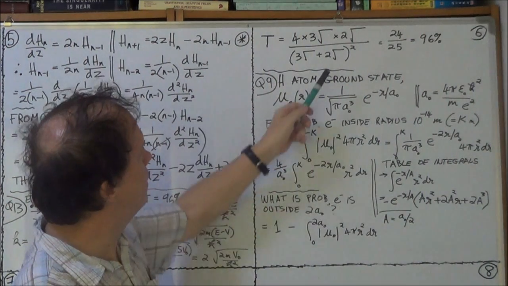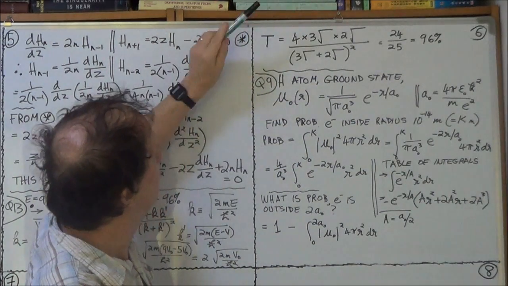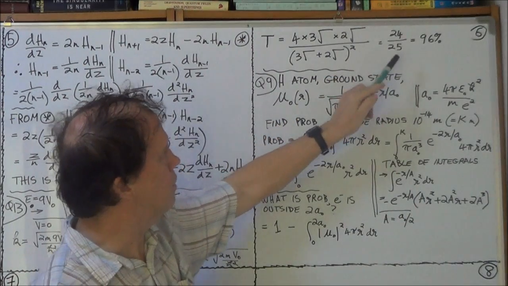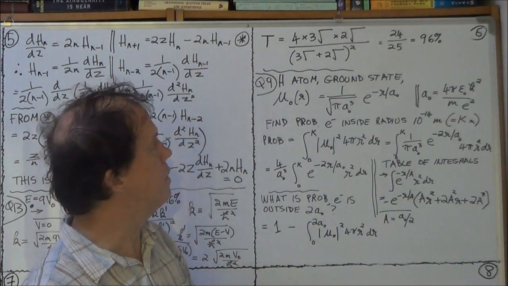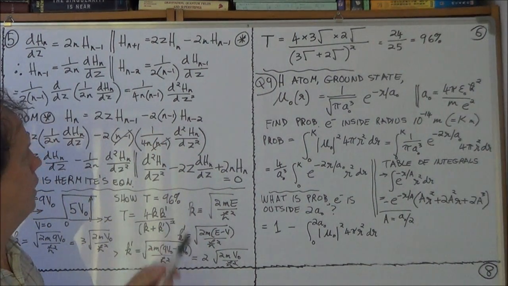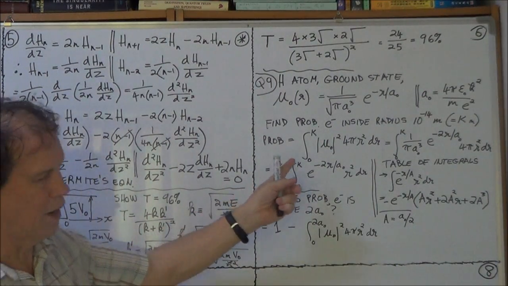It's cancel, and then you're just left with 4 by 3 by 2, which is 24, 5 squared, which is 25. So 24 over 25 is just 96%, which is what you were asked to show. Right? So that question wasn't too hard. Now this one is harder.